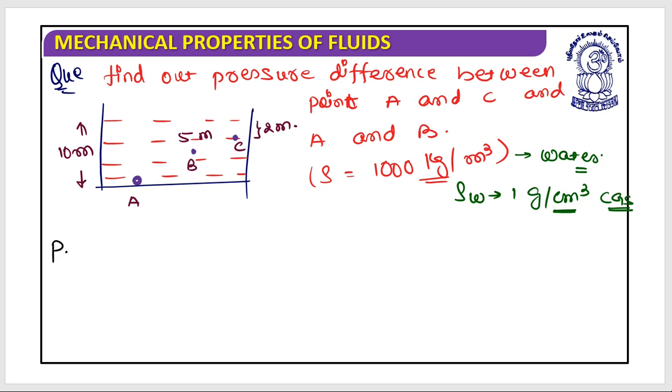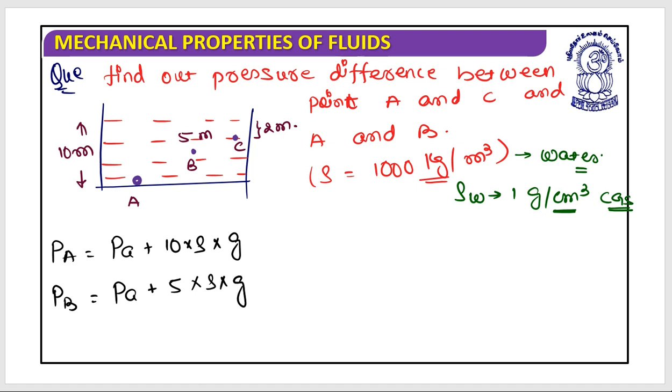The pressure at A, what should I write? It's P_A plus 10 multiplied by density into g. P_B is equal to P_A plus the height, which is 5, multiplied by density multiplied by g. P_C is equal to P_A plus 2 multiplied by density of fluid into g. Now what I want is the difference of them.